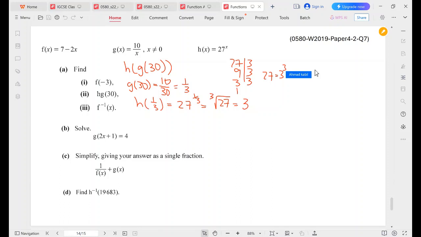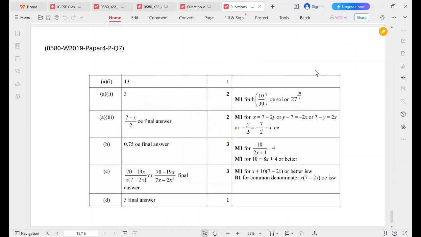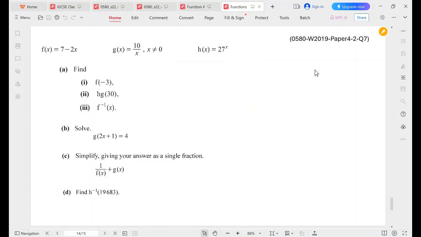And you can even plug it in here. So you get 3 power 3 all power 1 over 3, which gives you 3 power 1, which is 3. So the final answer is definitely 3. And this is the correct answer to double I. The answer is 3. In triple I, we're required to find f inverse of x.